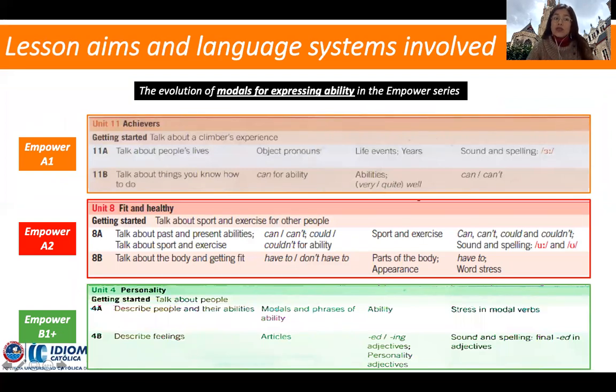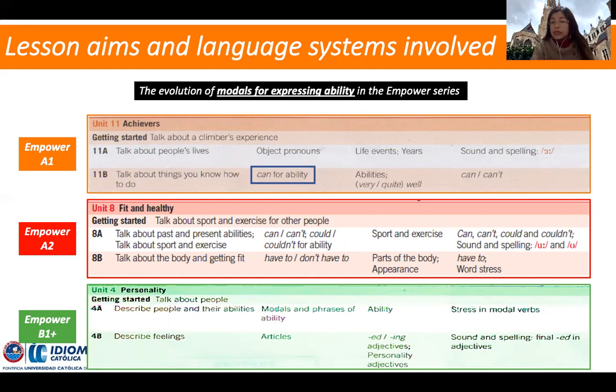It is also important to consider the language systems involved in each lesson. This is an example that we can find regarding modals for expressing ability. You will notice, and you will probably have already realized, that the Empower series sometimes repeats some language systems, some grammar, some vocabulary. For example, modals for expressing abilities. In Empower A1, they teach students to express abilities using can. And that's enough. And that's a basic 5, right?